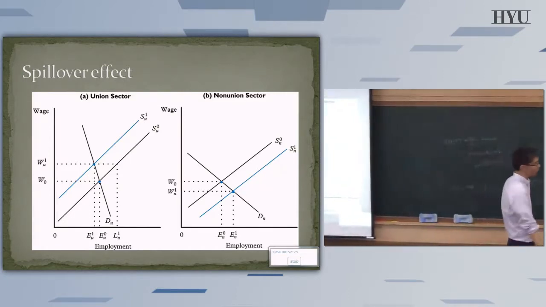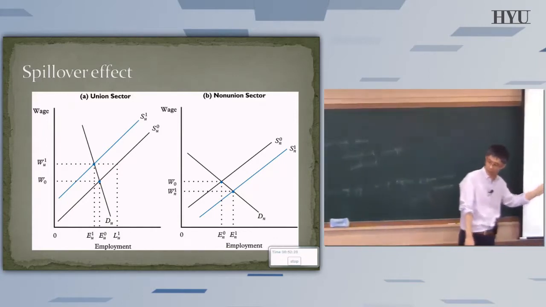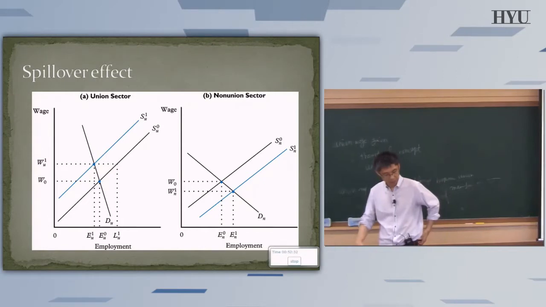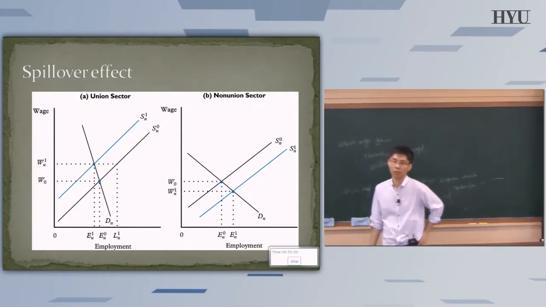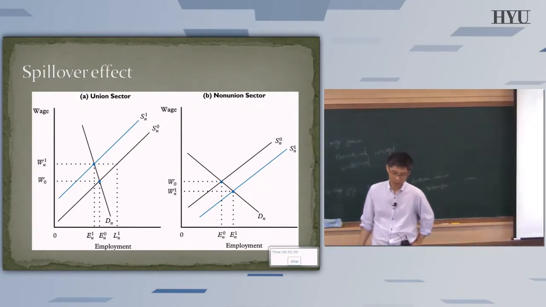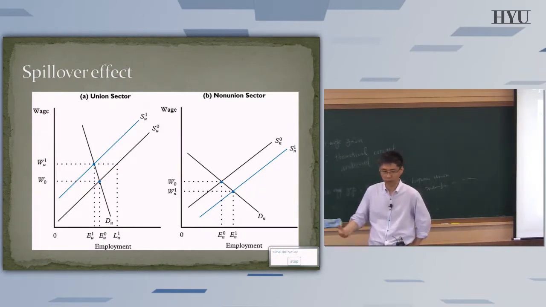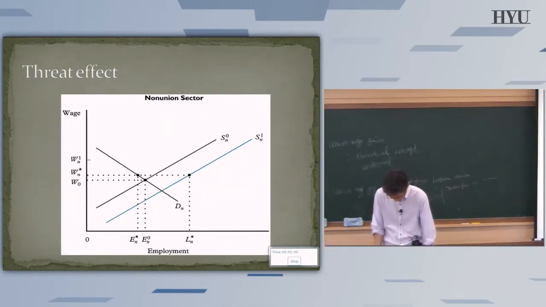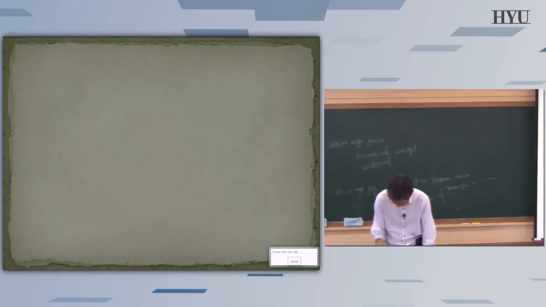So that's the spillover effect. If we think of the spillover effect, then the actual wage gain should be lower than the union wage gap we observe. But there is an opposite effect. What is the opposite thing?